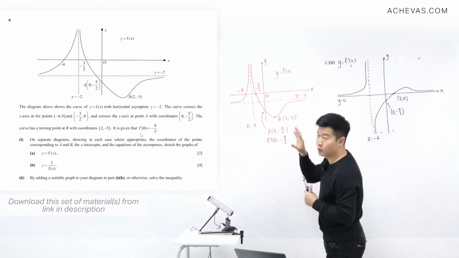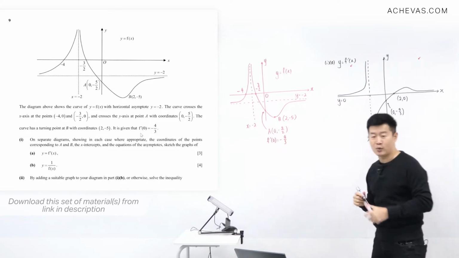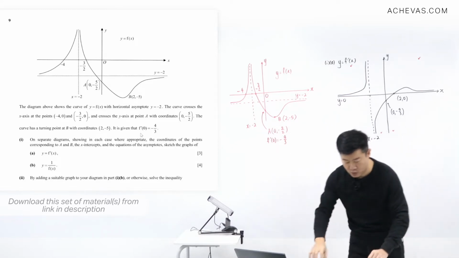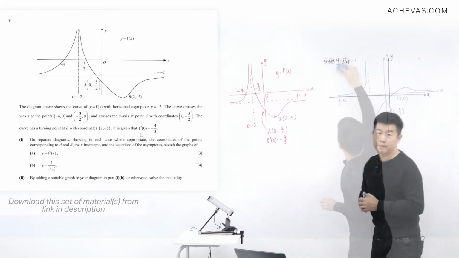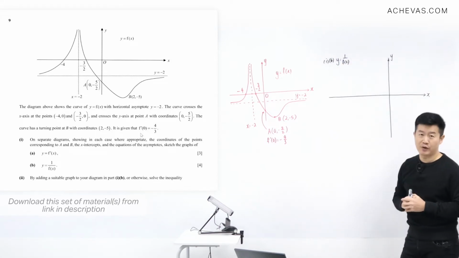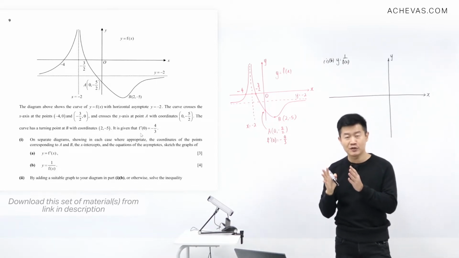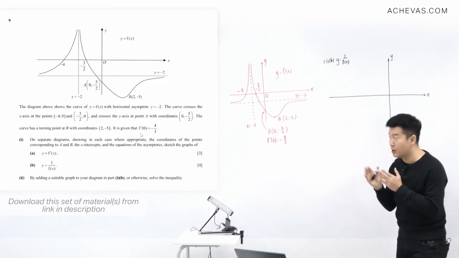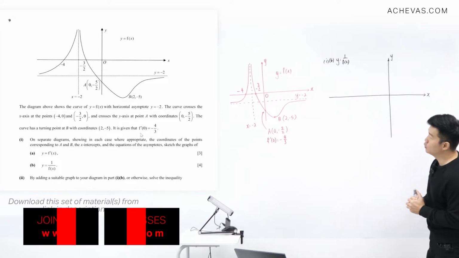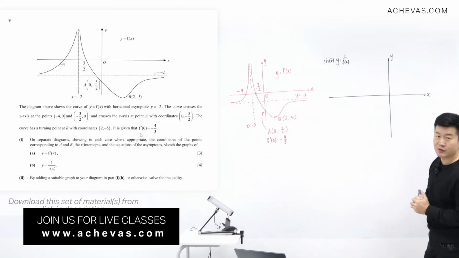Next, let's go on to part B, where we are going to be sketching the graph of y is equal to 1 over fx. In part B, let's try to sketch the graph of y is equal to 1 over fx. And again, I'm going to try to follow the same sequence of consideration that we have been discussing on the Achevas TV. So we are going to look at all the asymptotes first.